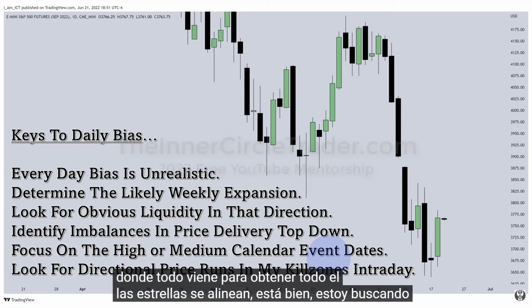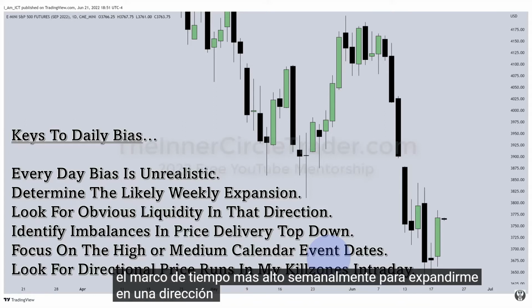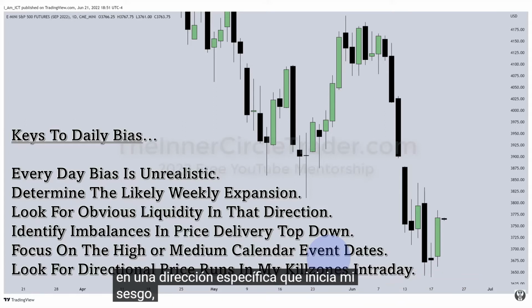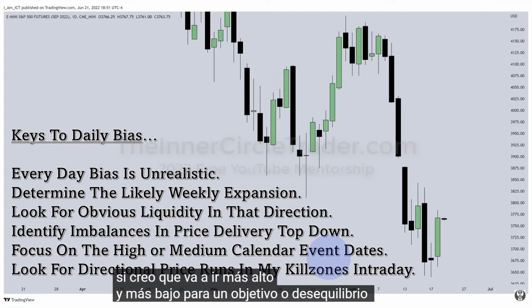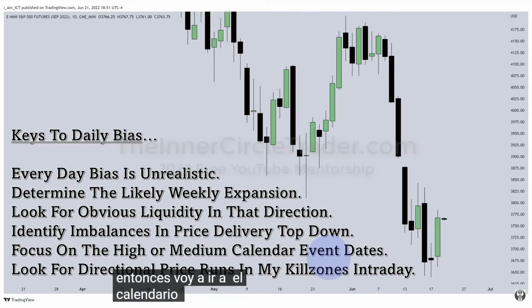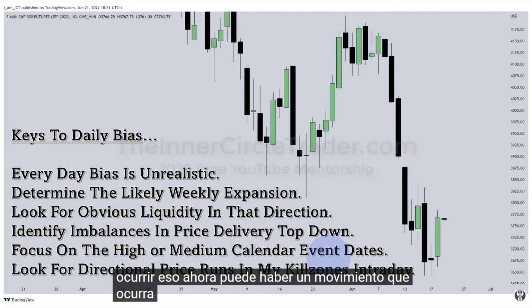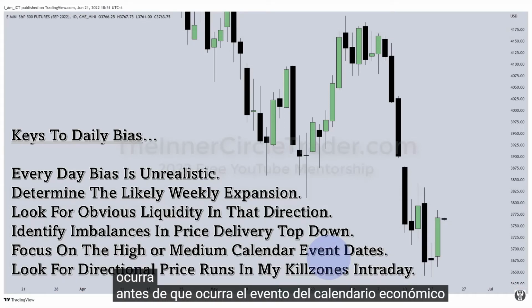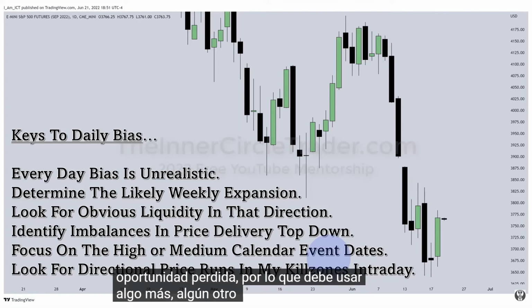Okay, I'm looking for the higher time frame weekly to expand in a specific direction. That starts my bias. And then, if I think it's going to be going higher or going lower for a specific target or imbalance, then I'm going to go to the economic calendar to look for when that might occur. Now, there may be a move that happens prior to the economic calendar event occurring, and that's just going to be a missed opportunity. So you have to use something else, some other pair, something else that you got to trade with. Sometimes that occurs.